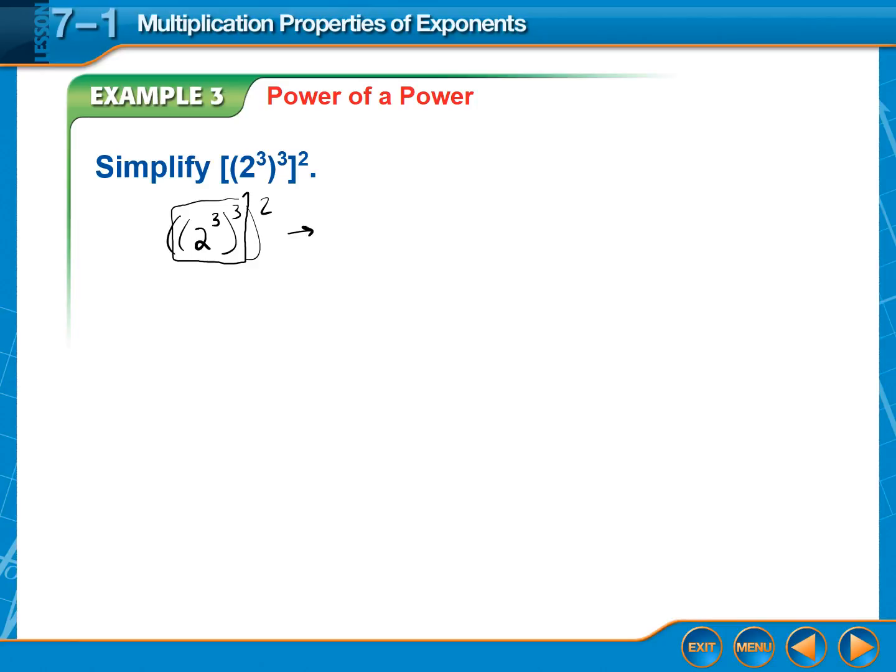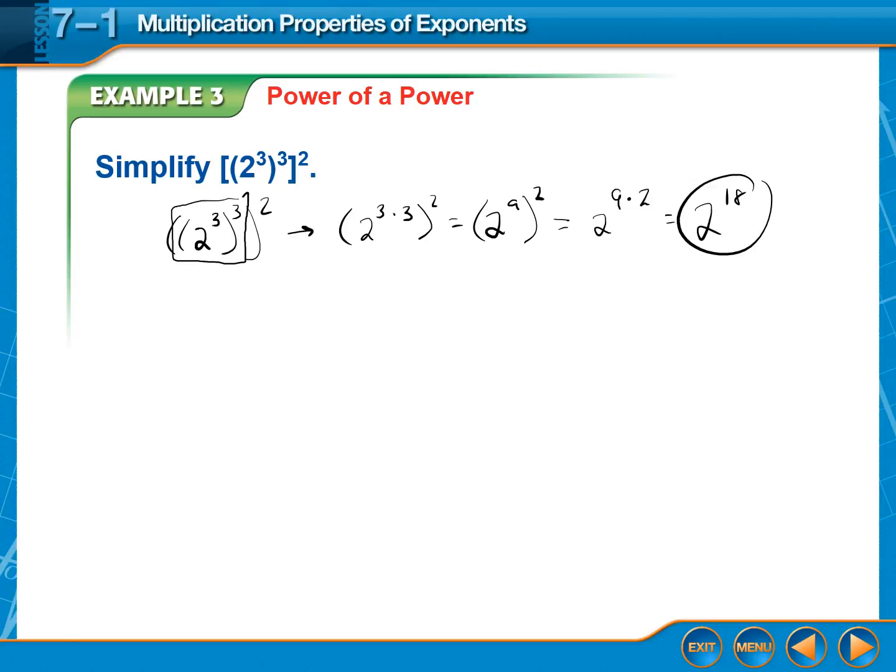So what that means is I can take 2 to the third, and the rule that we just saw is that I can multiply these two together. So do 3 times 3. Well, 3 times 3 is 9. So that 2 to the third power becomes 2 to the ninth. Then I want to raise that to the second power. And again, our rule tells us that I can take 2 to the ninth and multiply the 9 times 2 and get 2 to the 18th power.